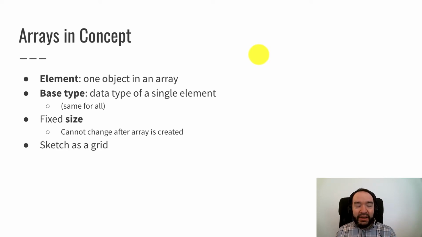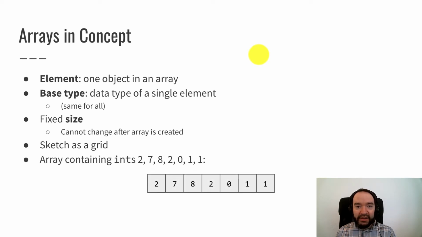We sketch an array as a grid where every element is in a box and they're all connected together. So for example, an array that contains this series of integers 2, 7, 8, 2, 0, 1, 1, we would sketch like this, a grid. And so every one of these rectangles represents one element in the array, and the values are inside those rectangles.